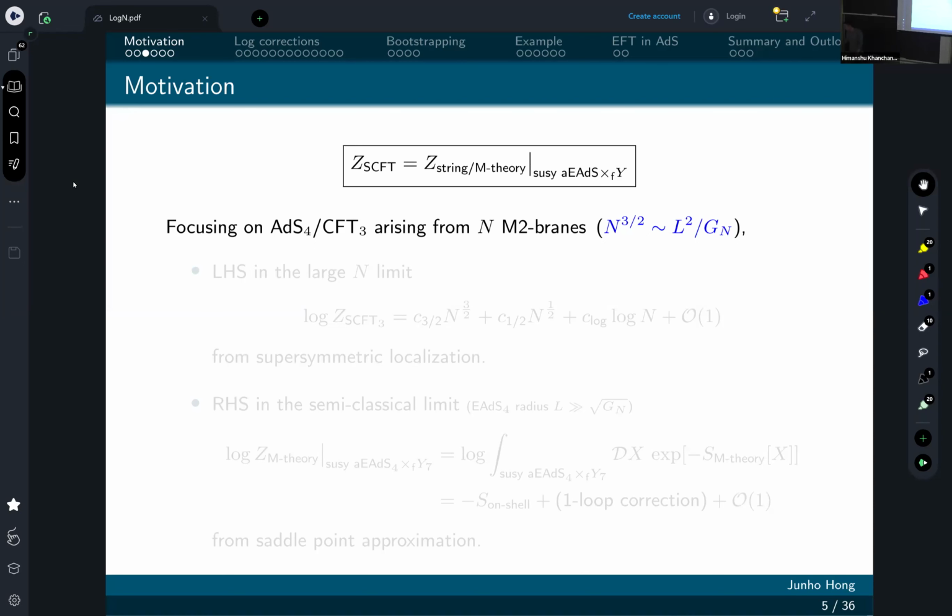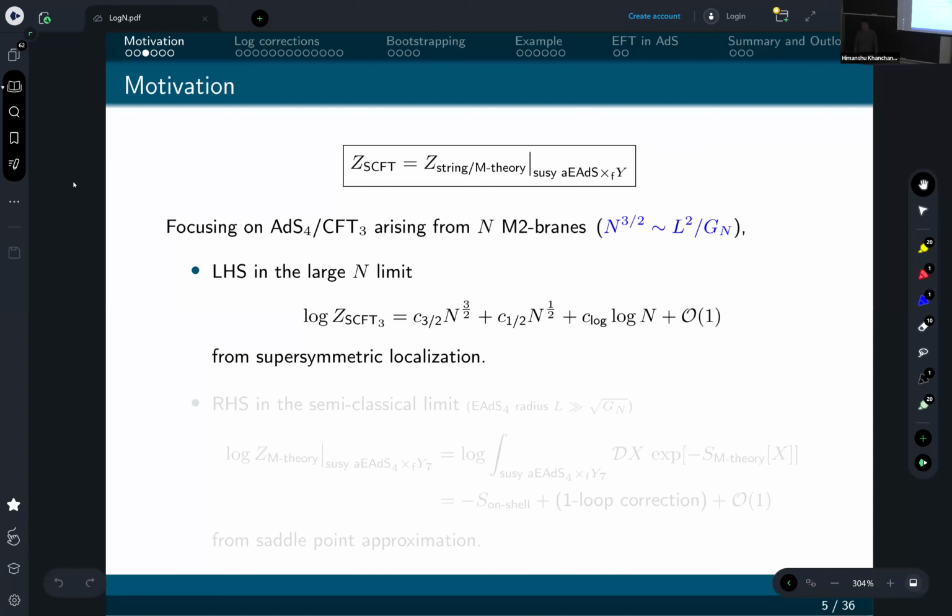In this particular case, the SCFT partition function on the left-hand side can be evaluated in the large N limit, and the leading order is well known to behave like this power law term, and then you have a logarithmic term and further corrections. And this structure has been confirmed in numerous examples by supersymmetric localization.